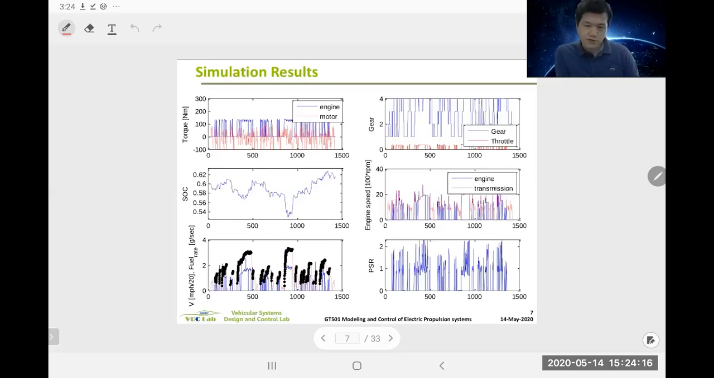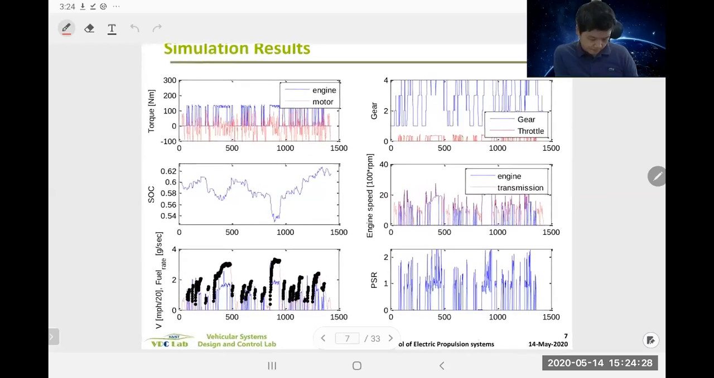Anyway, assuming you develop the code and you run the code, this is the solution. Now you are looking at torque and gear inputs. These are control inputs. This is your state. This is engine speed and transmission input speed. And then vehicle speed and fuel consumption rates.